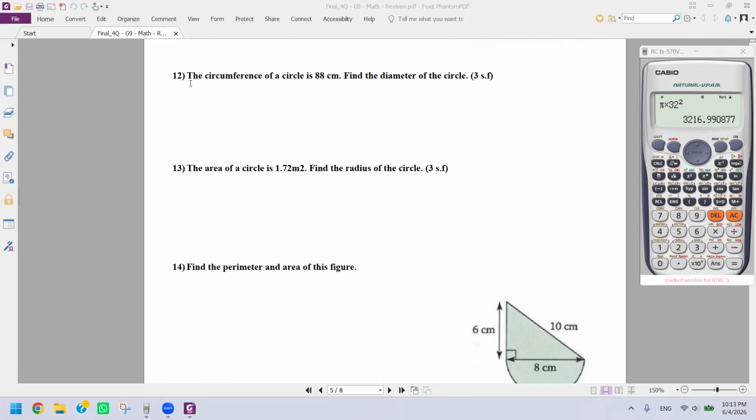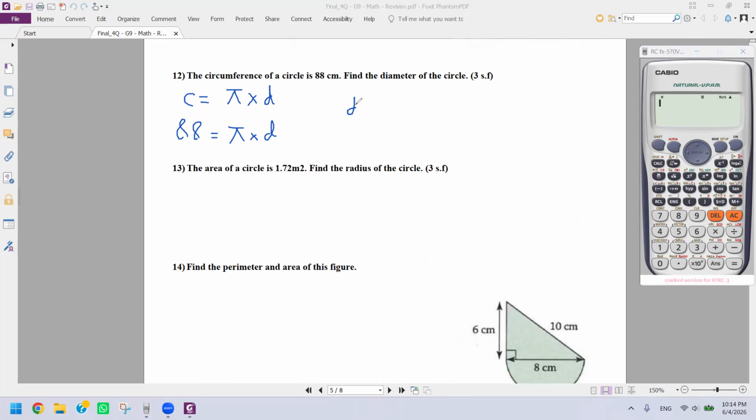Question 12. The circumference of a circle is 88. Find the diameter of the circle, and again three significant figures. So since circumference is given, let me write the formula. And then they said diameter, so let me use C equals pi times D. Now substitute. Do you know C? Yes, it's 88. You know, guys, how to keep D alone, how to make D the subject. I will divide by what is next to it. I will divide by pi. So D is equal to 88 over pi.